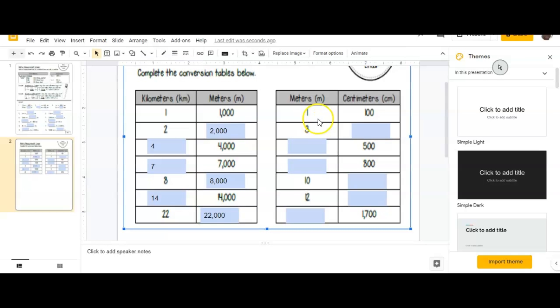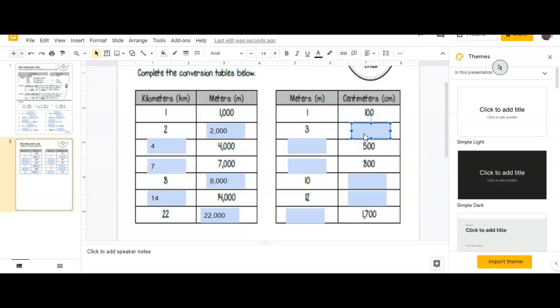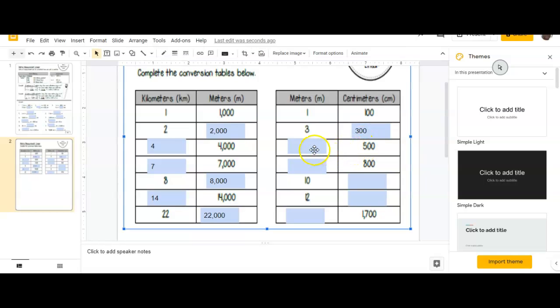Let's look over at meters. Meters is just a meter stick that looks very similar to a yardstick, just a little bit longer. There are 100 centimeters on that meter stick. If I have 3 meter sticks, how many centimeters is that? That's 3 groups of 100. So what is 3 times 100? 300. If I have 500, blank times 100 would give me 500.